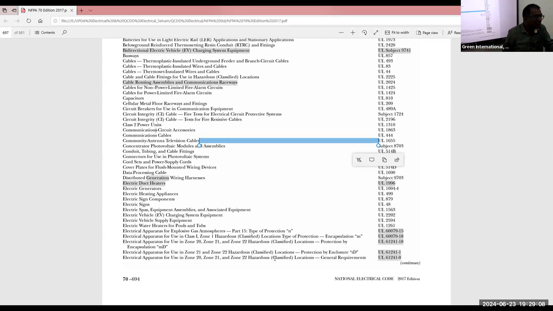Especially, first you search in 70. Almost all the answers come from here. If you are unable to find the answer in 70, then you go to 72. If not, you refer to 101. So first priority is 70, then 72, then 101. Definitely you will get all the UL listings.